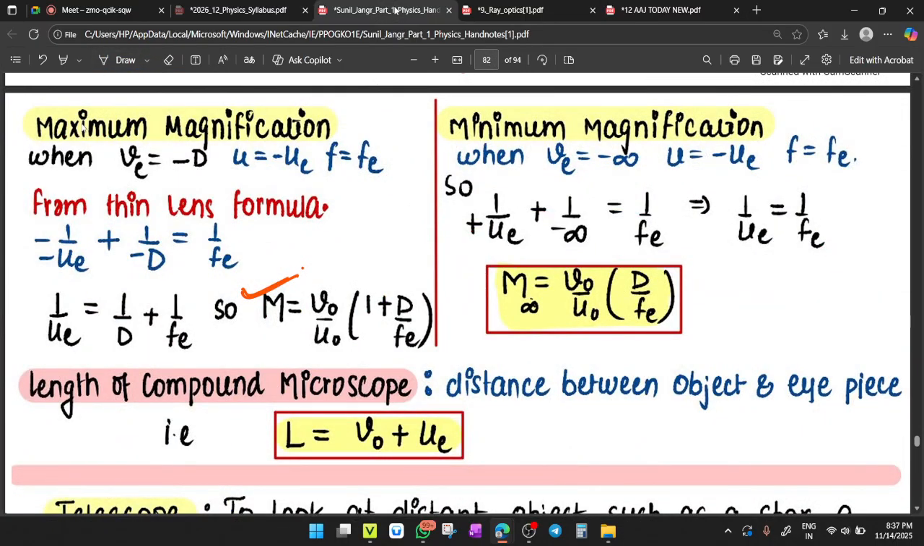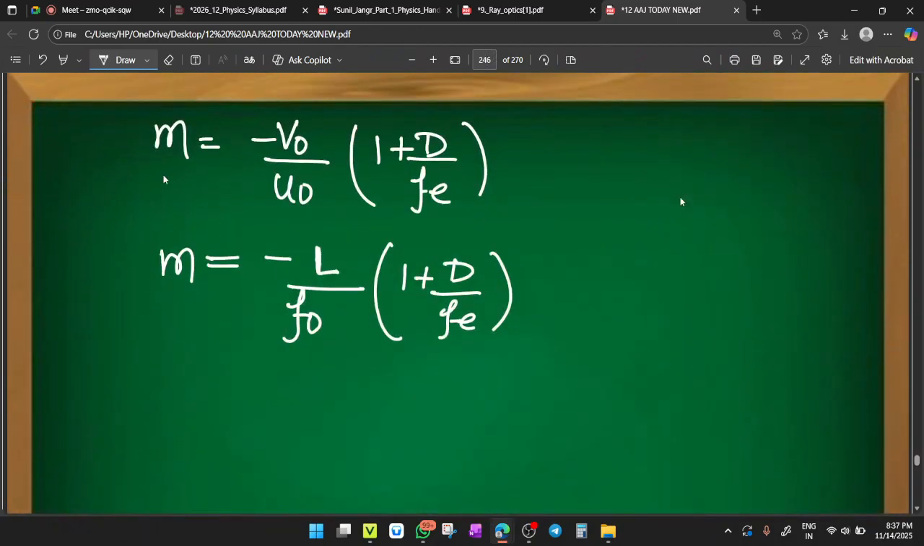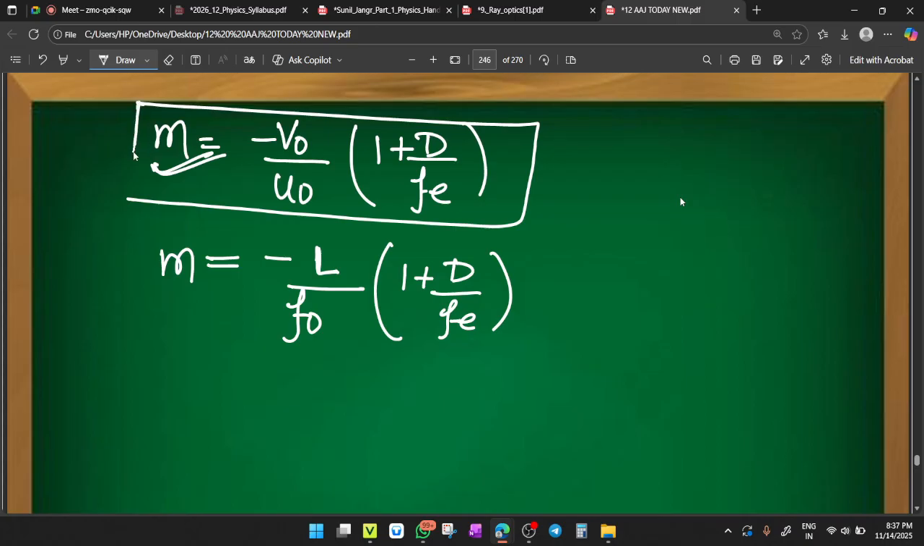Okay, now condition for maximum magnification and minimum magnification. Students, we just have proved the condition for maximum magnification: M equals to VO upon UO, 1 plus D by FE. Yes, this is the condition for maximum magnification. M is equals to minus VO upon UO, 1 plus D by FE.